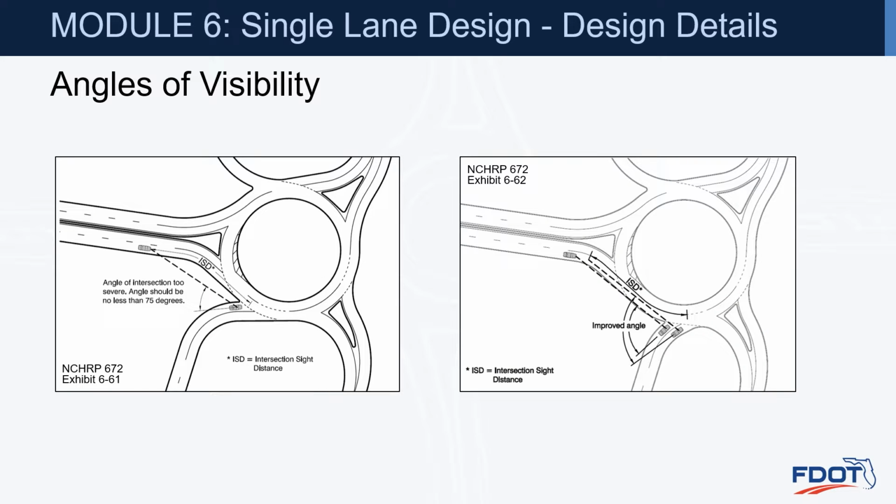The exhibit on the left shows a driver at the yield line really having to look over their shoulder to see oncoming traffic. So this is a very challenging entry design there. And the one on the right definitely shows an improved angle, easier for these vehicles as they're approaching and sitting at the yield line to be able to see oncoming traffic from that adjacent entry.